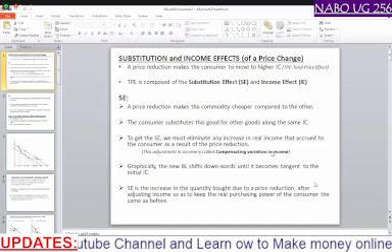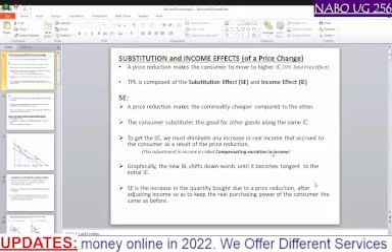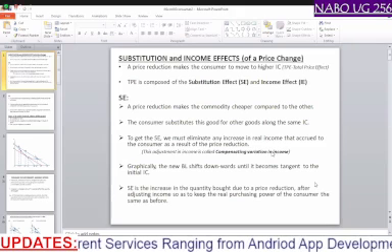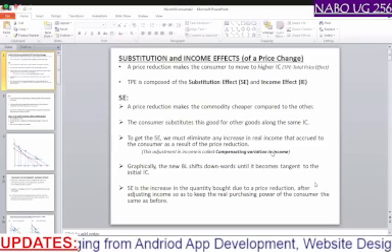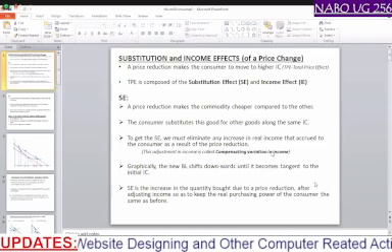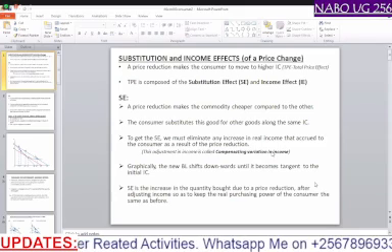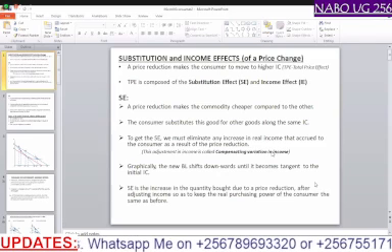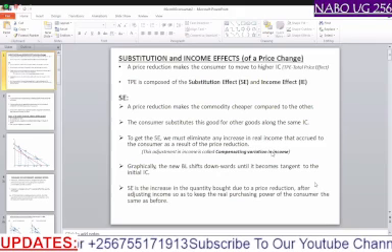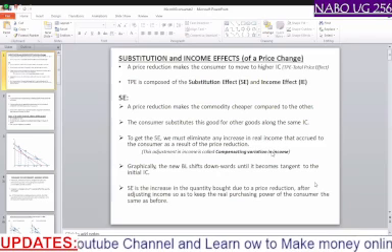So the other one is the substitution and income effects of a price change. Now, this is where the problem comes from. Okay, let's first understand substitution and income effects. We know that substitution means substituting one commodity for another. So that's the effect we are trying to describe. If we have commodity X and the price of commodity X falls, then it means that commodity X is cheaper compared to commodity Y. So any rational individual would substitute the cheaper commodity for the expensive commodity.